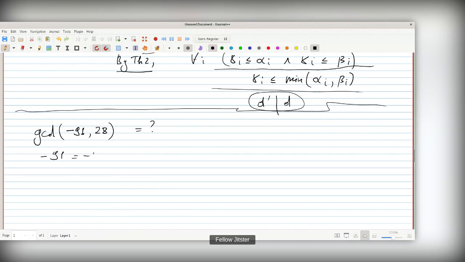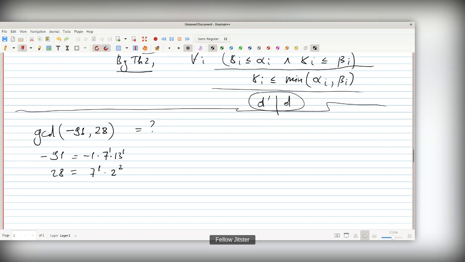Minus 91 is minus 1 multiplied by 7 to the power 1 multiplied by 13. Indeed, it is 70 plus 21. And on the other hand, 28 is 7 to the power 1 multiplied by 2 to the power 2.